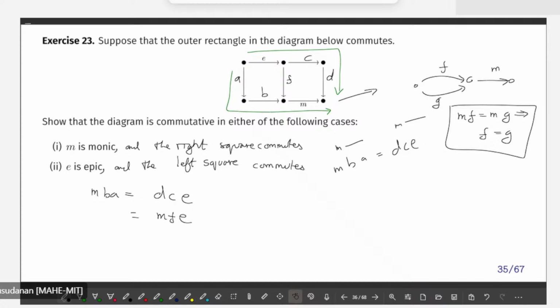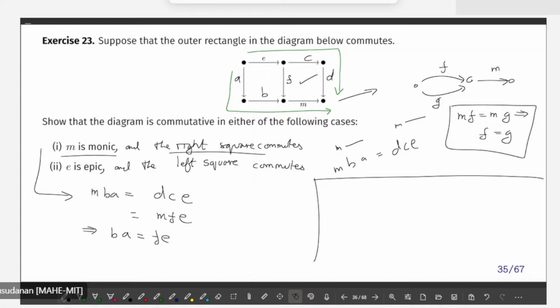Sorry. This is correct. See, if monic is given, then I need to get M on both sides on the left side. LHS and RHS left side. So if I start with MBA equal to DCE, DCE can be changed because it is given the right square commutes. So DCE can be changed to MFE. Then M can be cancelled. So by cancellation, BA is equal to FE. Do you follow? Once again, I'll do it once again. Sorry about the confusion.